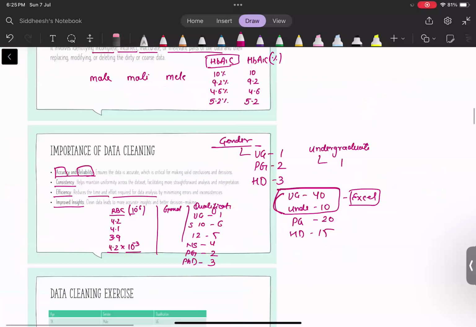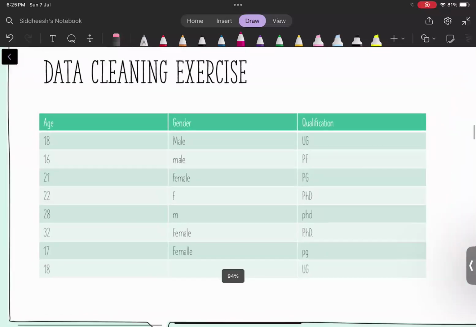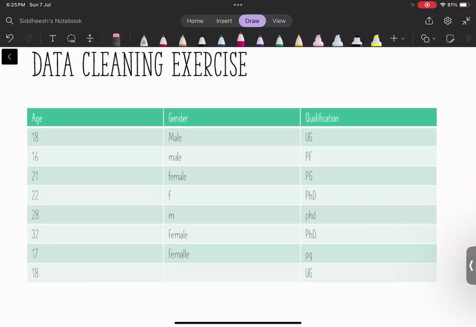Done. So let's take one exercise and I want answers from you. For the age part, there is nothing wrong. Something is wrong in the gender part and in the qualification part. So answer me. What is wrong for the gender part now? Answer me.